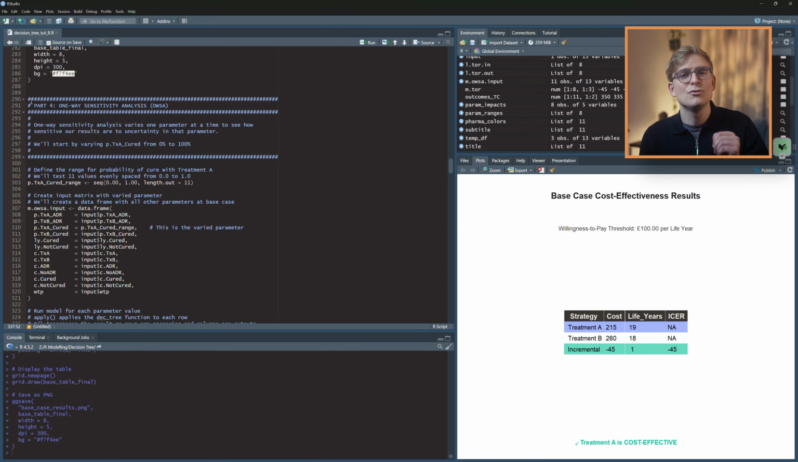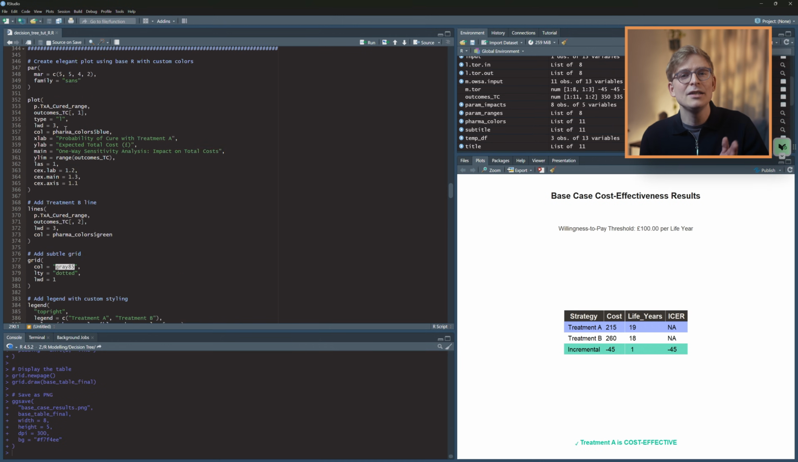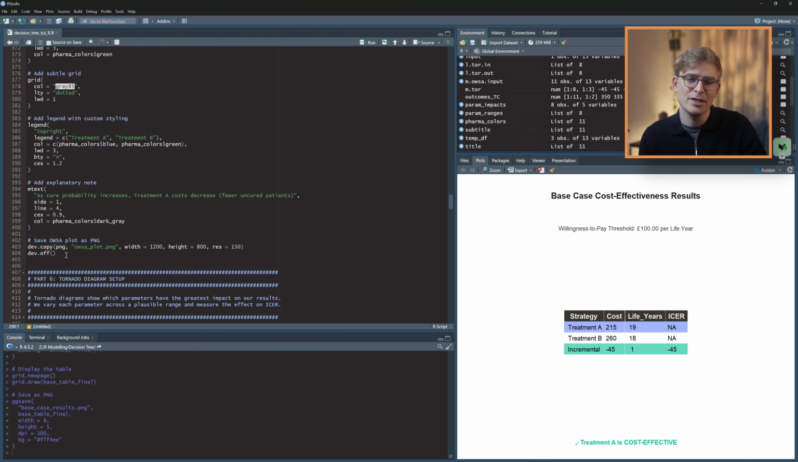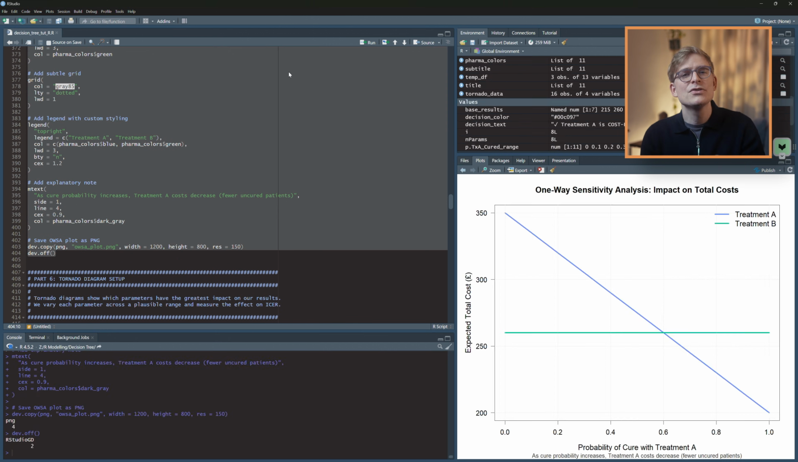What we see here is really interesting. As the probability of cure with treatment A increases, the expected total costs actually decrease. Why? Because more patients are cured, fewer patients need additional treatment, which costs £150. So higher cure rates actually mean lower overall costs.